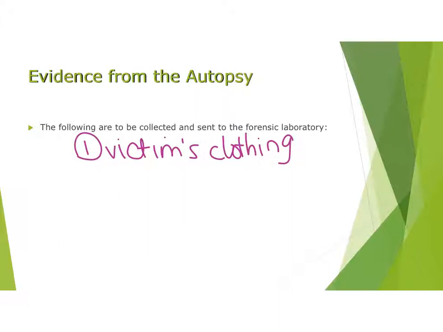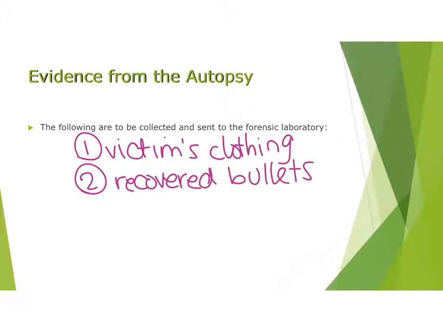What's the next thing they might take? That counts as clothing. So clothing would be like their jewelry, maybe their cell phone, things like that. Personal items. Any sort of glass fragments or bullet fragments? Okay, so we're going to have recovered bullets.